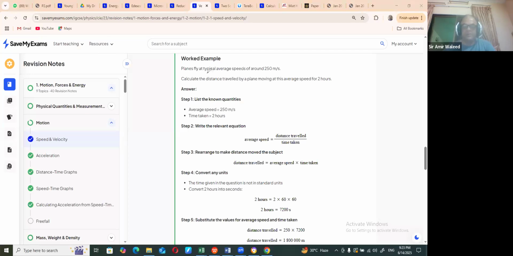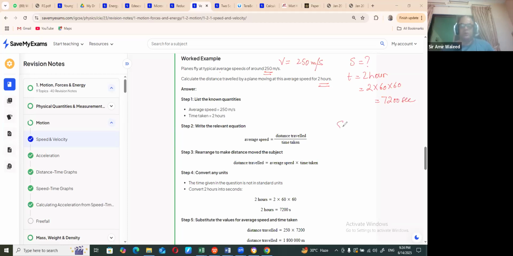A plane typically averages speeds of around 250, consider it as a constant speed, 250 meters per second. They're asking to calculate the distance covered by the plane moving at an average speed for 2 hours. Remember that the speed is given in meters per second, so you need to convert that time into seconds as well. So if this is your speed, which is v here, you need to find the s, which is the distance here. Time is given as 2 hours. So you have to convert it into seconds, which is 2 multiplied by 60 and multiplied by 60, which is equal to 7,200 seconds.